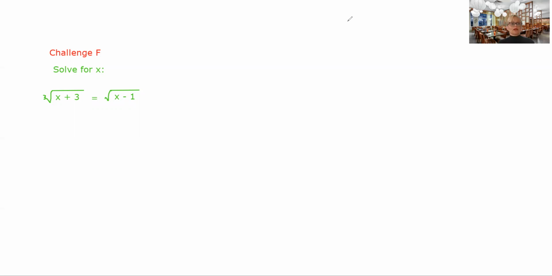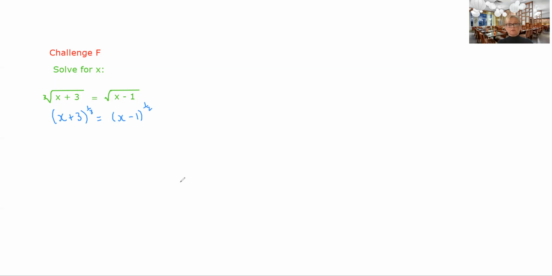On the left-hand side, we have the cubed root of a linear expression. On the right-hand side, we have a square root. How are we going to proceed from here? Well, just bear in mind that the cubed root is the same as having an index of a third. The square root is the same as having an index of a half.